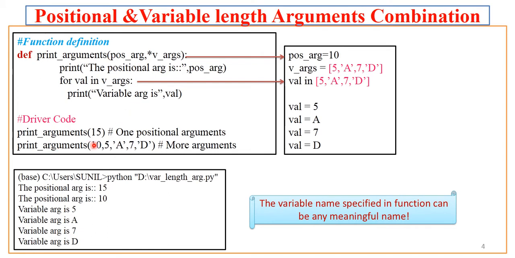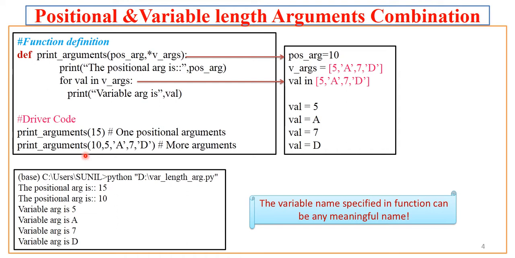And if you pass more arguments, obviously the first argument will be given to pass_arg and all the remaining arguments will be given to the variable length argument var_args. Now let us try to understand this. I am showing you the internal working of the second call to the function print_arguments.